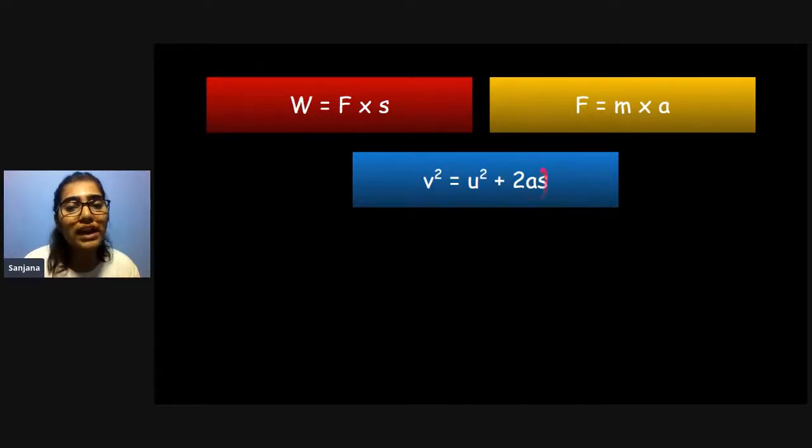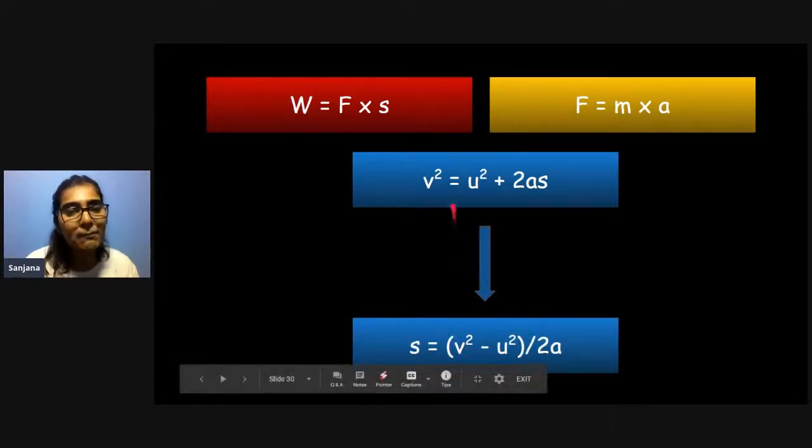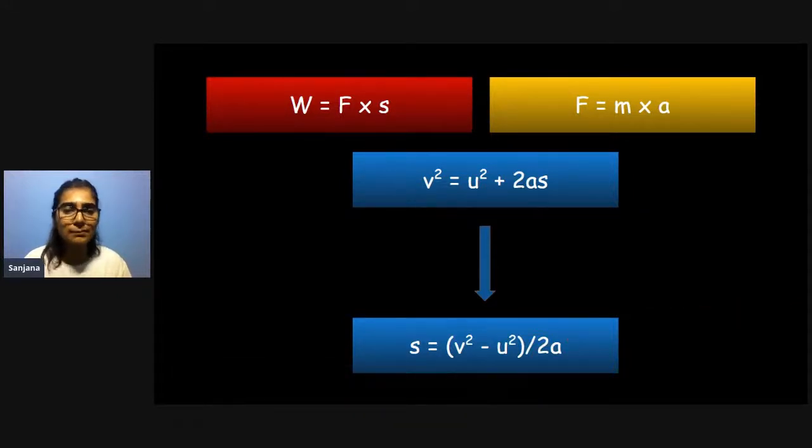But I also don't want 2a, because I just want the formula for s now. So 2a, which is getting multiplied here, when it goes to the other side, it gets divided. So now the formula for s is v square minus u square divided by 2a. How did I get this formula? Simple. U square, which was getting added there, I brought to this side, so it was v square minus u square. And 2a, which is getting multiplied there, I brought to this side, so it's getting divided. Thus, I get the formula s equals v square minus u square upon 2a.